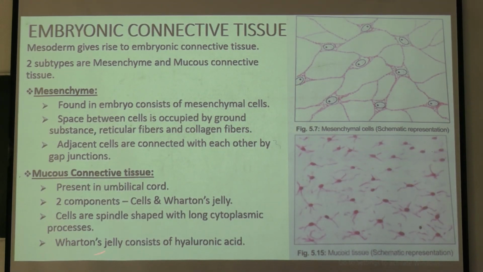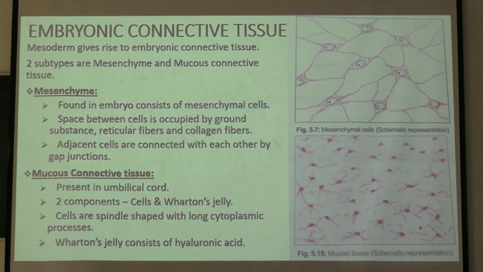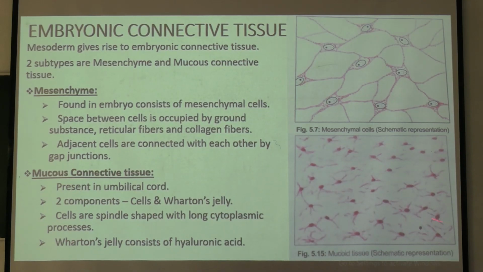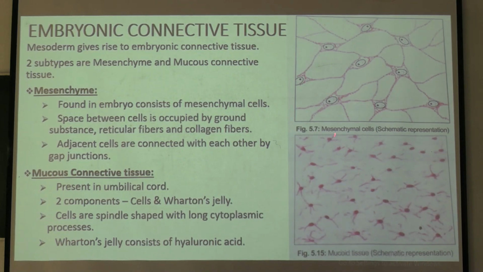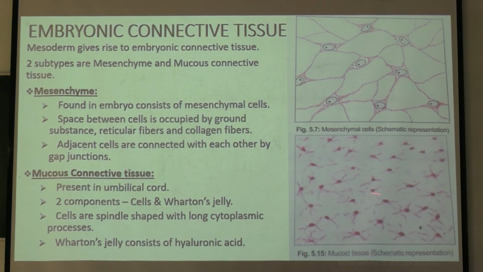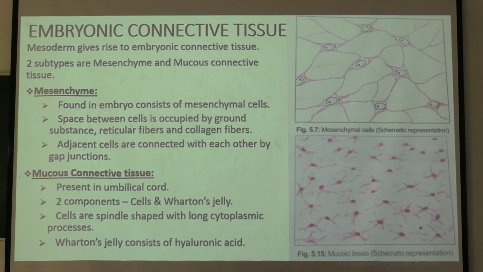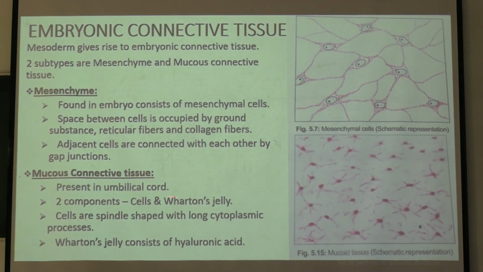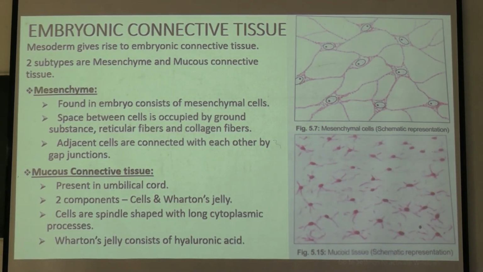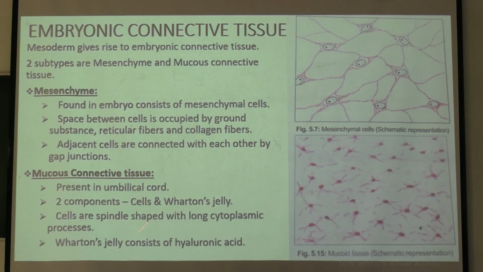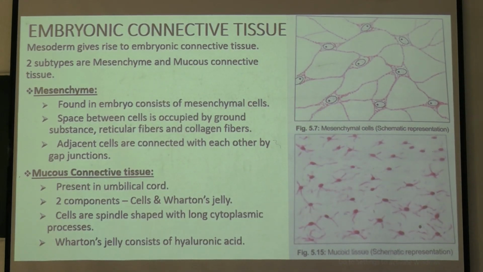Next is mucous connective tissue. It is present in the umbilical cord. This is the mucoid tissue of the umbilical cord. The ground substance is the Wharton's jelly, that is the mucoid tissue mainly. Two components are there, cells and Wharton's jelly. The cells have a nucleus and different cytoplasmic processes. Cells are spindle shaped with long cytoplasmic processes, and Wharton's jelly consists of hyaluronic acid.